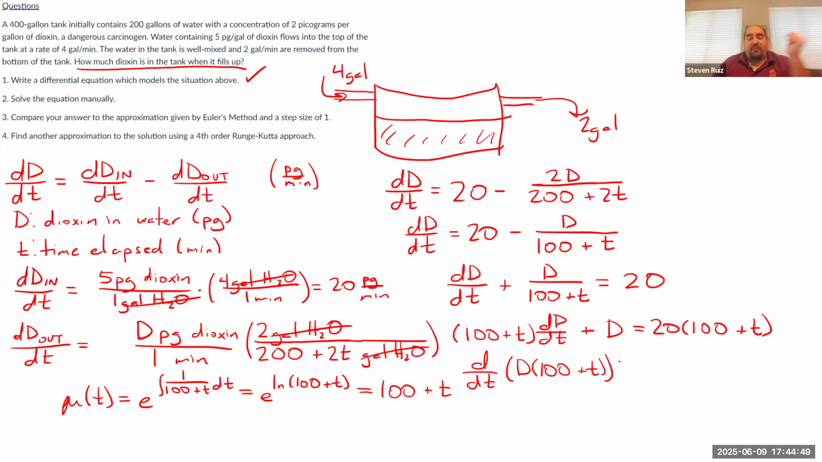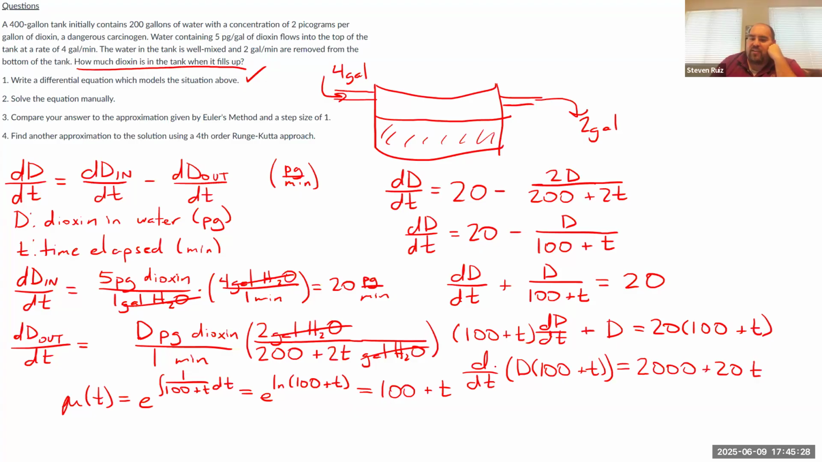So let's make sure that happened. How do you do the product rule of differentiation? Well, it's the derivative of D, so that's dD/dt times 100 plus t. So I have dD/dt times 100 plus t. That looks good. And then the other side should be basically the opposite. So plus D times the derivative of 100 plus t, which is 1. So I think the left-hand side looks exactly like I want it. So d/dt of D times 100 plus t equals, and I'll go ahead and do this distribution, 2000 plus 20t.